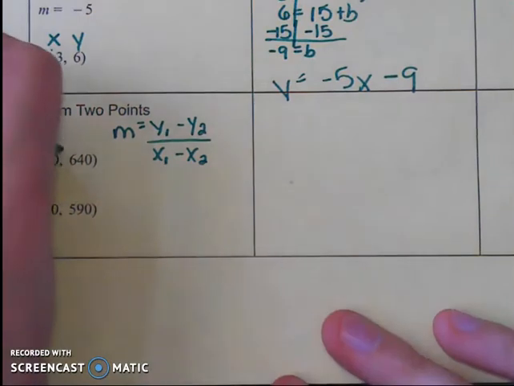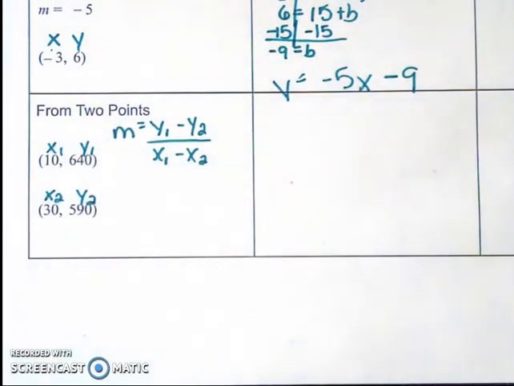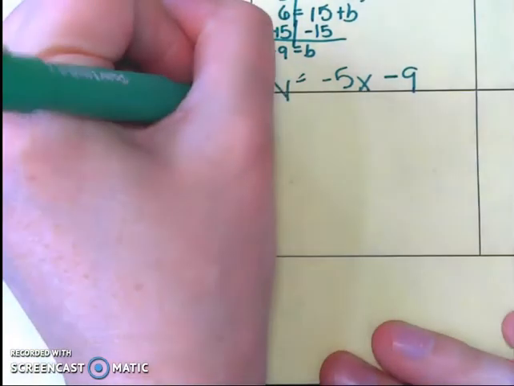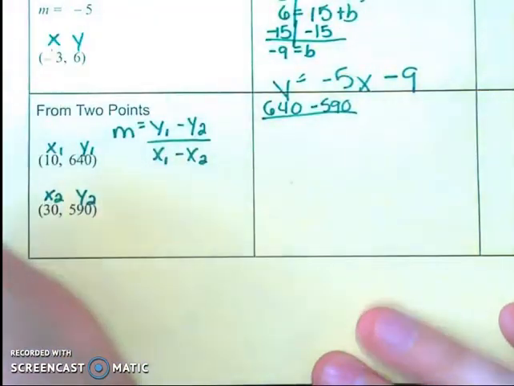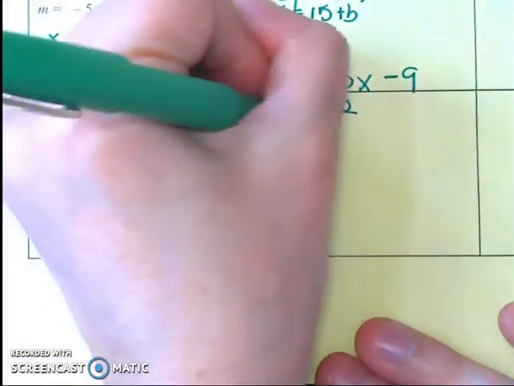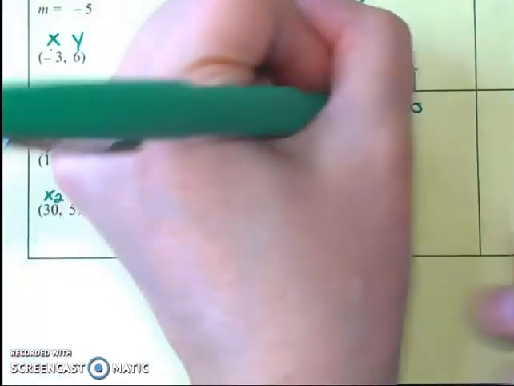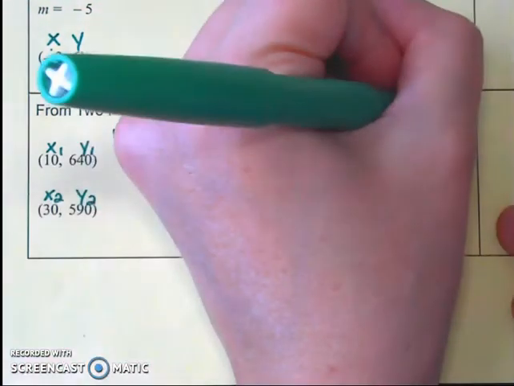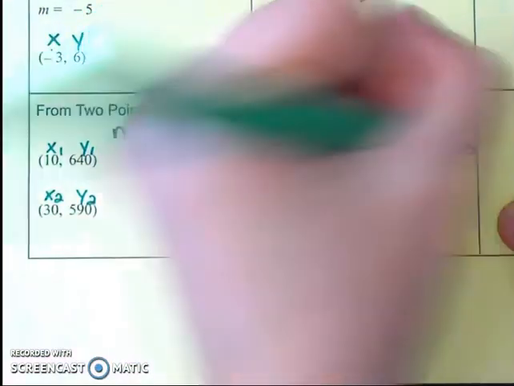So let's go ahead and label these x1, y1, x2, y2. It really doesn't matter which one you choose to be 1 and which one you choose to be 2. So now let's go ahead and plug this in. 640 minus 590 over 10 minus 30. That's going to give us 50 over negative 20. I'm going to simplify that because I know they have a common factor of 10, to negative 5 over 2. Or if you put that on the calculator, that's going to give you negative 2.5.